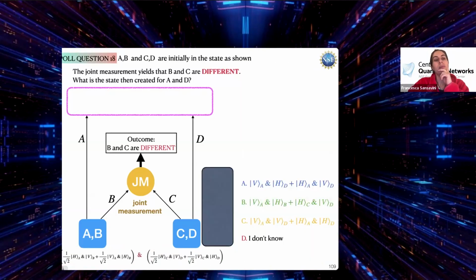Okay, so now let's imagine poll question 18, that we still have the same A, B, C, D states, but now the outcome of the joint measurement is that B and C are different instead of being the same. What do you think is the state created for A and D? And maybe we can give 30 seconds for this one. Okay, we can maybe pull up the results.